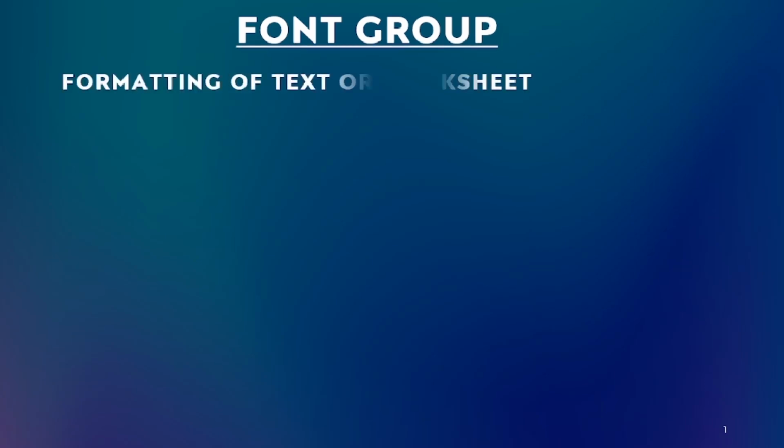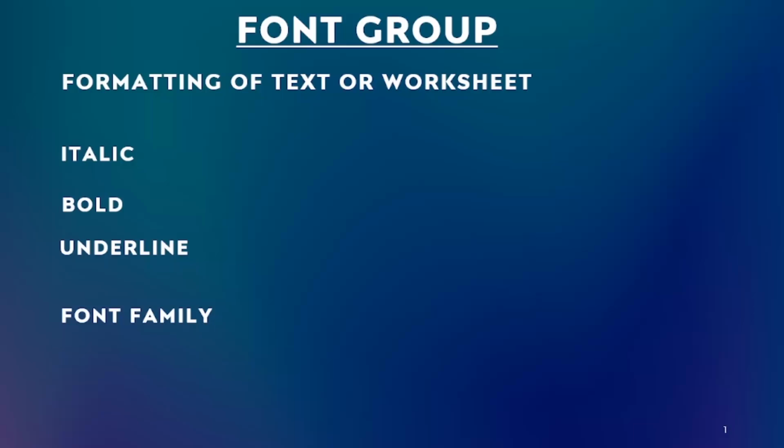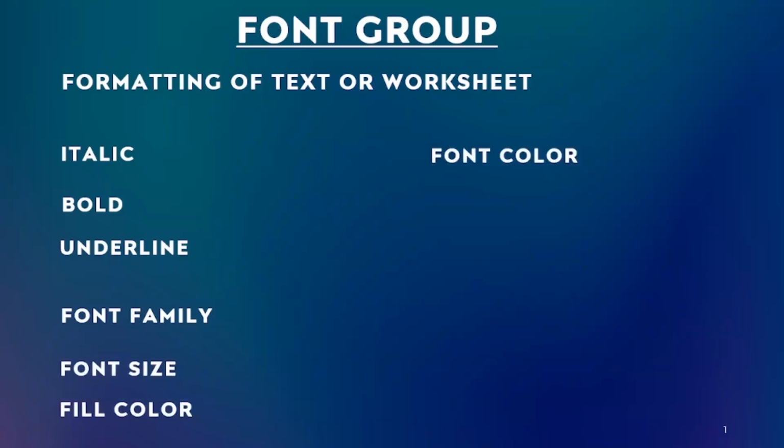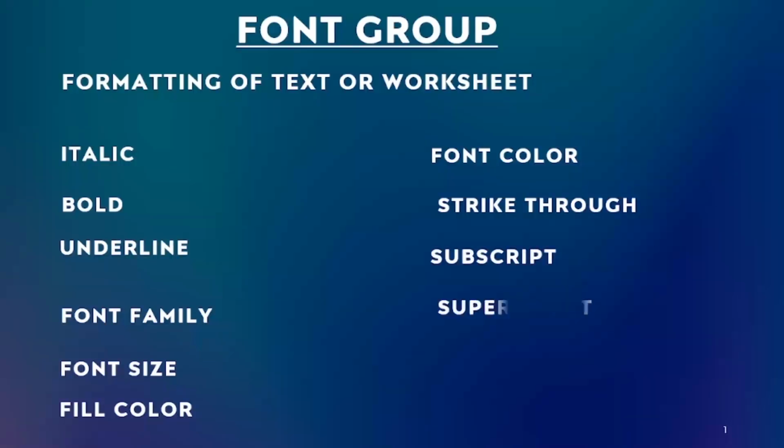Today I'm looking at the font group, and we're going to look at formatting of text or worksheet. Then we take a look at italics, bold, underline, font family, font size, fill color, font color, strike through, subscript, superscript, and then border. So these are the features we are going to look at in our font group in Microsoft Excel today. So let's begin straight away.